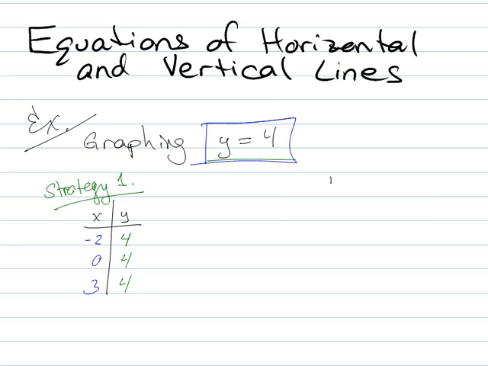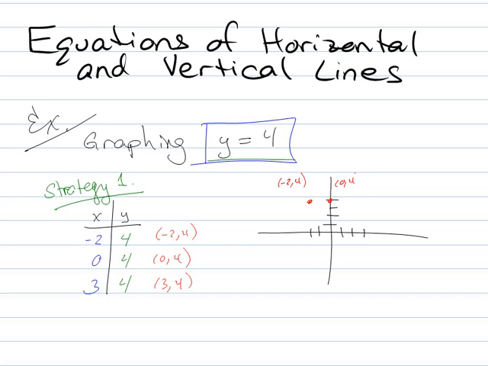So I'm going to graph the points -2, 4, 0, 4, and 3, 4. Oops, that's not what I meant. All right, so I've got -2, 4, 0, 4, and 3, 4. And draw my line.